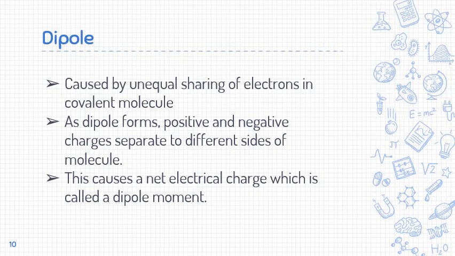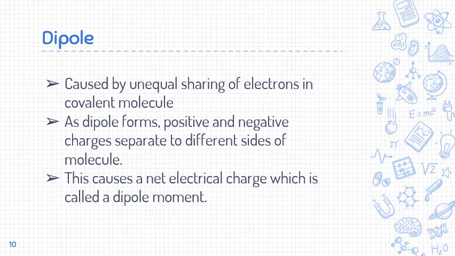Before we can talk about the different types of intermolecular forces, we also need to look at the definition of a dipole. And we've talked about this concept, but without really using the name dipole yet. So let's relate it to what we have been talking about. So a dipole is going to be caused by an unequal sharing of electrons in a covalent molecule.